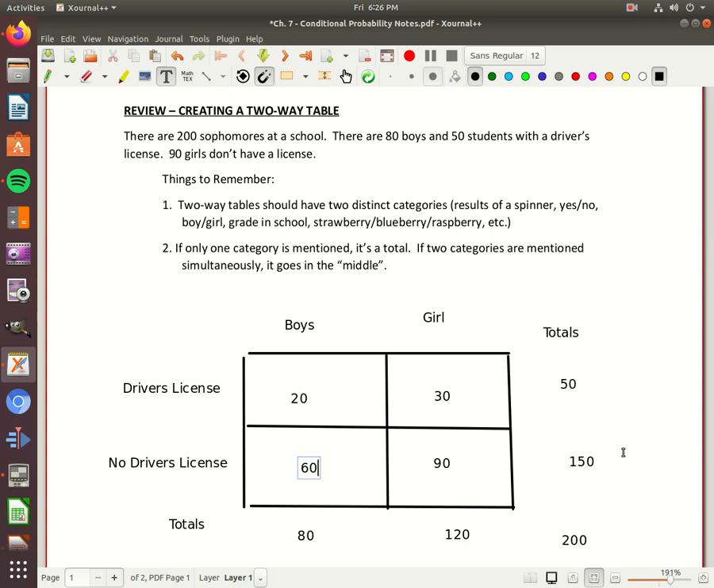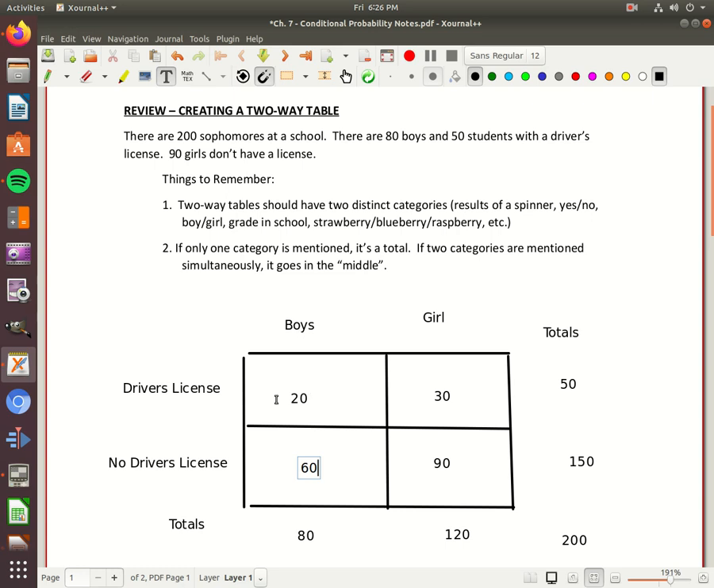One thing I would suggest you do is when you're done making your two-way table, I would check the rows. 20 plus 30 is 50. That's true. 60 plus 90 is 150. That's true. 80 plus 120 is 200. That's true. But I would also encourage you to check the columns in case you made an error. It might not show up when you check the rows, but it will show up if you check both. So 20 plus 60 is 80. 30 plus 90 is 120. 50 plus 150 is 200. I feel pretty confident that we made a two-way table that encapsulates this problem pretty well.